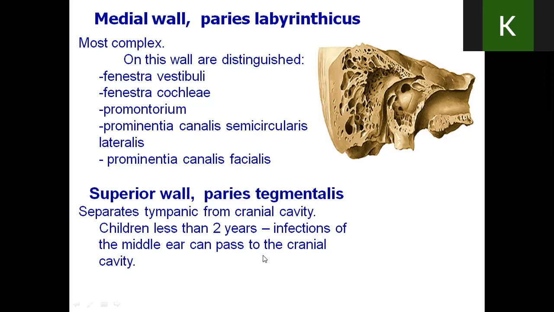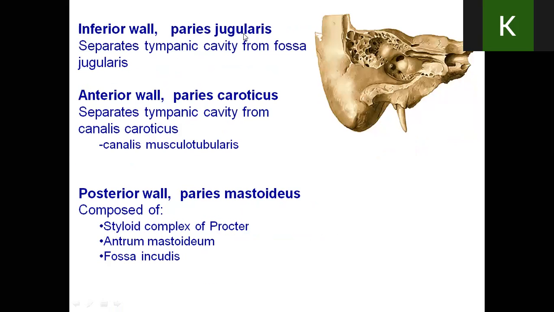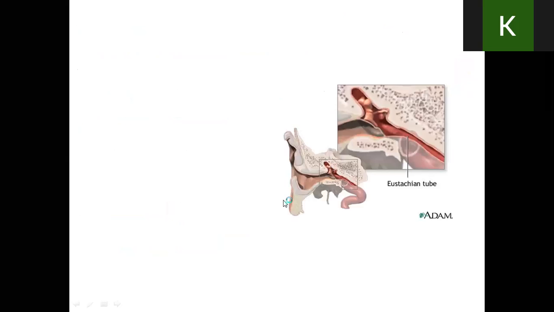In children less than 2 years, infections of the middle ear can pass to the cranial cavity through this wall. Superior wall is pars tegmentalis. Now, inferior wall is pars jugularis. Anterior wall is pars caroticus. Posterior wall is pars mastoideus. Mastoideus means mastoid process of the temporal bone. Anterior wall separates the tympanic cavity from the canalis caroticus. Inferior wall separates the tympanic cavity from the fossa jugularis. So these are all 6 walls of the middle ear.